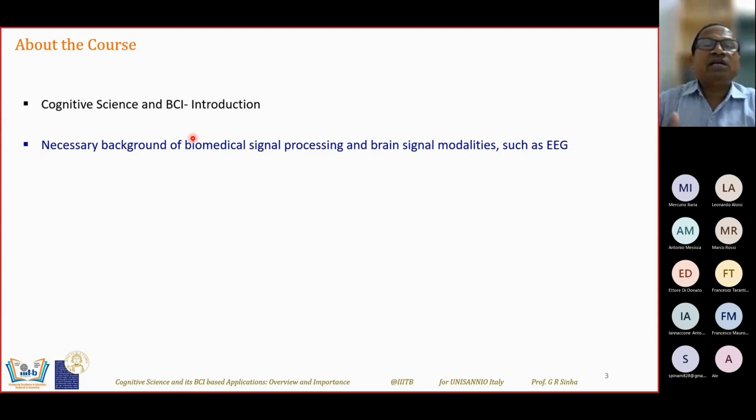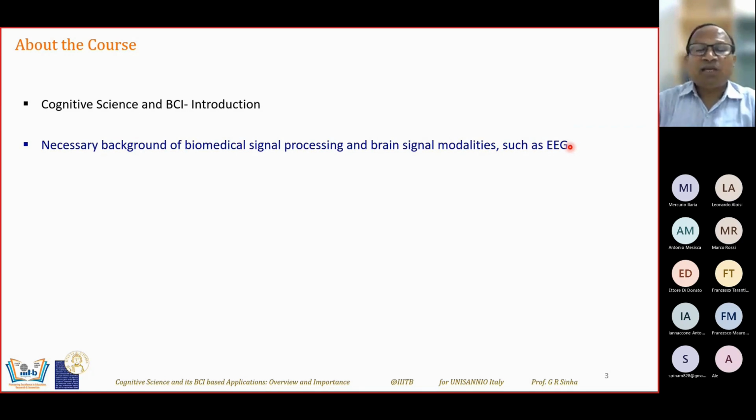where we acquire the biomedical signals. What are biomedical signals? Biomedical signals are extracted from any part of the body, but generally in cognitive science applications, we will extract the signals from the brain. For example, there is one signal which is called EEG, electroencephalograph.